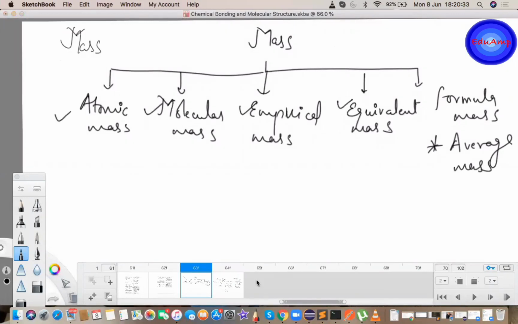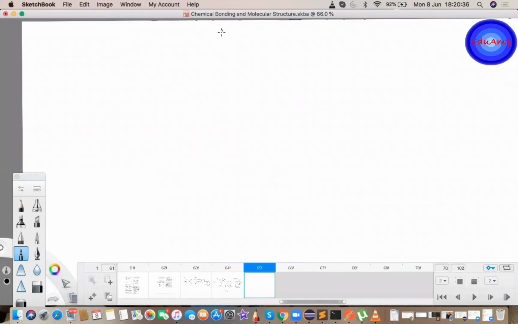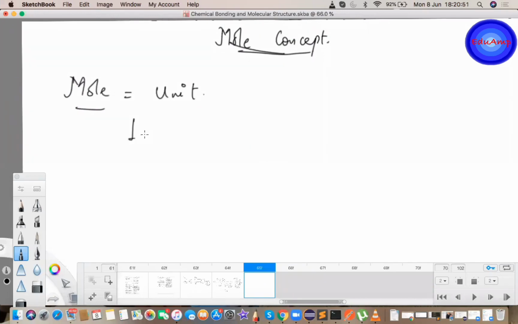Now, our next topic would be simple mole concept. What is mole? Mole is a unit. Like how we say in 1 dozen, there are 12 quantities. Like it could be 12 pens, 12 eggs, 12 bananas, etc. Similarly, when we talk about 1 mole, there are 6.022 into 10 to the power 23, either atoms or molecules or ions.